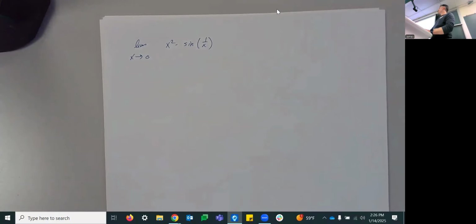There's a pretty spiffy way of proving that this limit is equal to what it's equal to. But I don't really want to do it that way, just because it takes a minute.